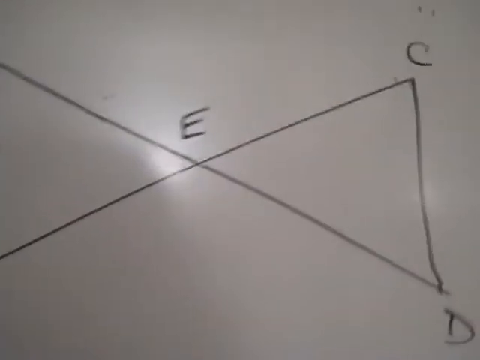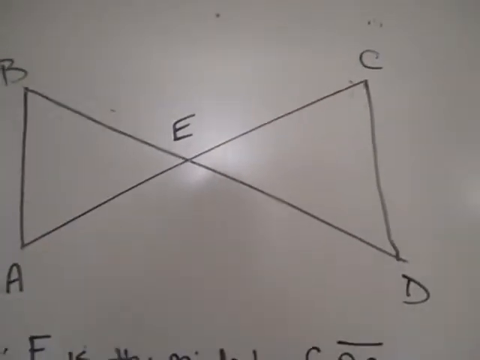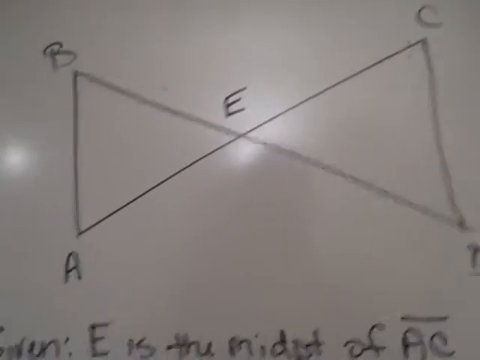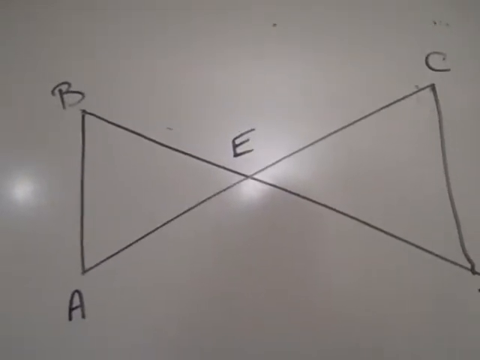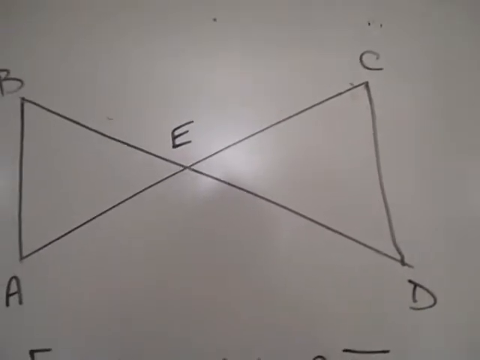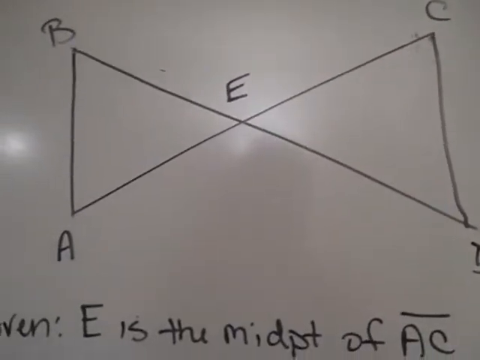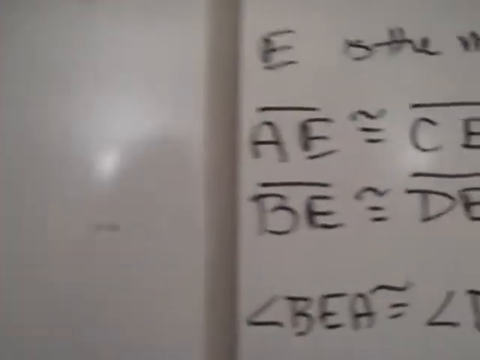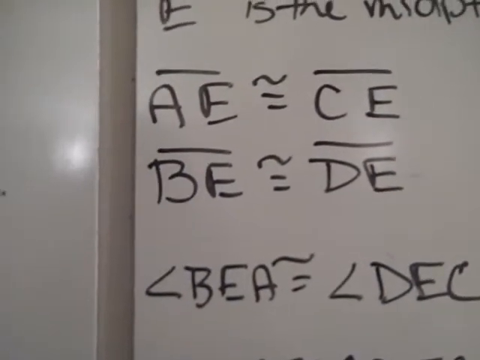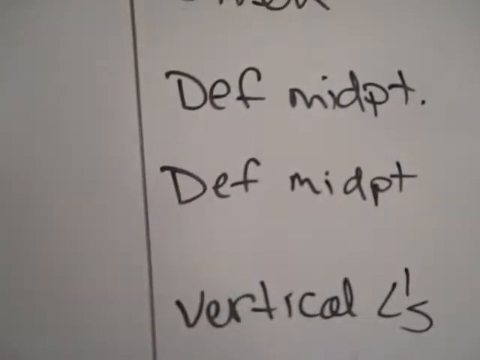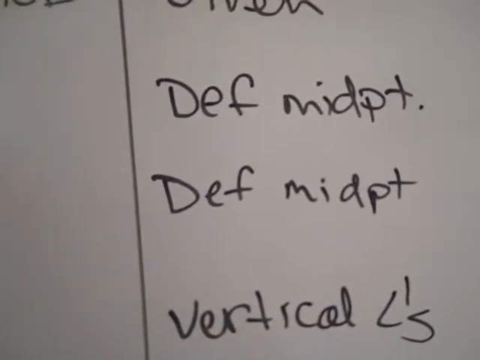You have vertical angles. Whenever you see the bow tie, you know vertical angles are going to exist. So in this particular case, angle BEA is congruent to angle DEC. Automatic. You won't be told. It's something you have to know. And that is going to be your next line in the proof. That angle BEA is congruent to angle DEC. And the reason is vertical angles.